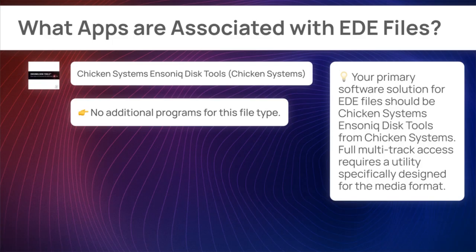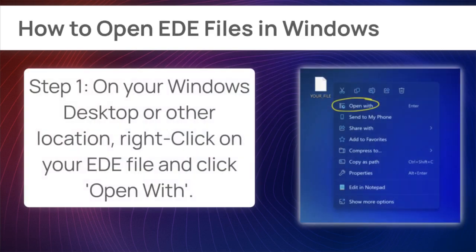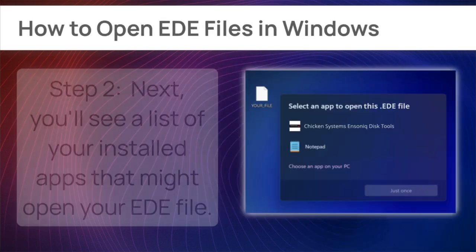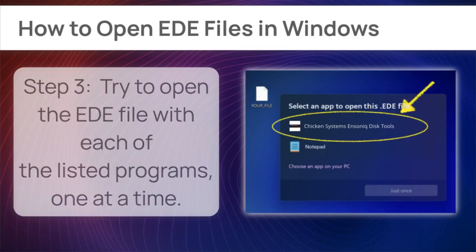Windows offers minimal visibility, so proper access depends on disk imaging software. Start by right-clicking the EDE file and selecting Open With. Test Chicken Systems Ensoniq Disk Tools first if it's installed. If you don't find it, pick any other option. Some EDE files are very particular about the opener.